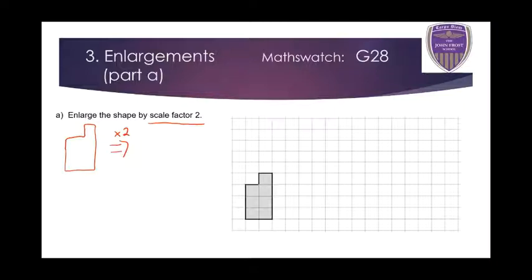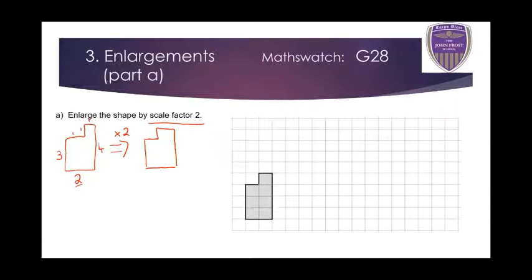So for example, if we look at the shape now, it's got a base of 2, it's got a height of 4, it's got 1 unit at the top, 1 unit on the side there, and another 1 unit going across there. Then it's 3 units going down, okay? So when we enlarge this shape by a scale factor of 2, we're basically going to multiply all these numbers by 2, okay? So again, we'll start at the bottom.